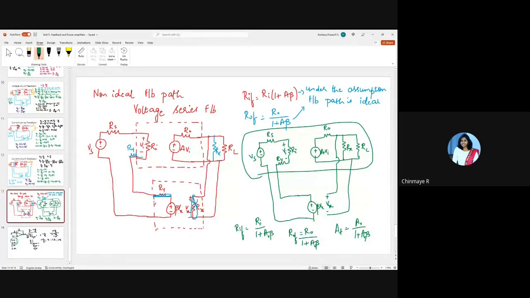So what do we do? We make the feedback path ideal by shifting any loading effects, that is, by shifting these resistors Ry and Rx on the amplifier side. By shifting them on the amplifier side, we have made the feedback path ideal. So only when the feedback path is ideal can we apply these formulas that we have derived earlier to calculate the closed loop gain as well as the closed loop output and input impedances.